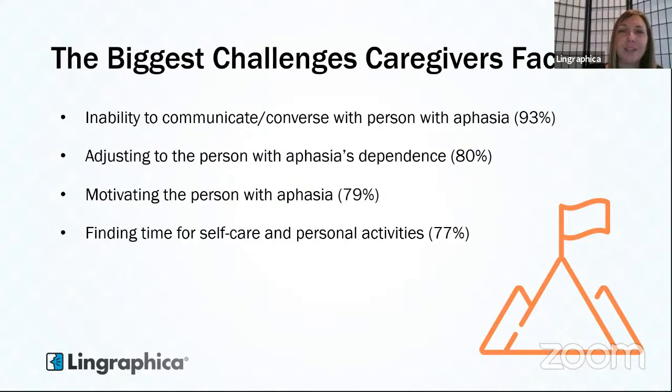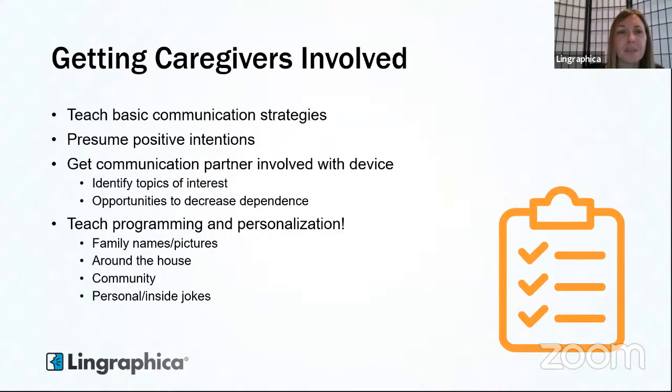And if you think about it, these are both areas where having a highly personalized AAC device can make a really big improvement. So just to wrap up, how can we get these caregivers involved in personalization? I'm not really going to go over the first two bullet points. These are more general strategies in terms of basic communication with someone with AAC and presuming that they're there with a positive intention. There's a lot of research and information available about those. But what I want to talk about is what can you have them do in terms of personalizing?